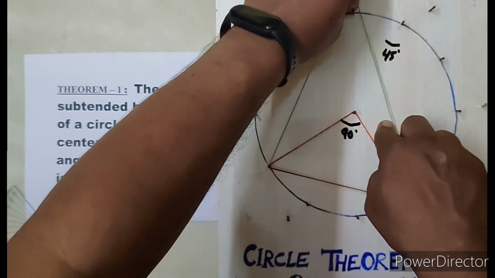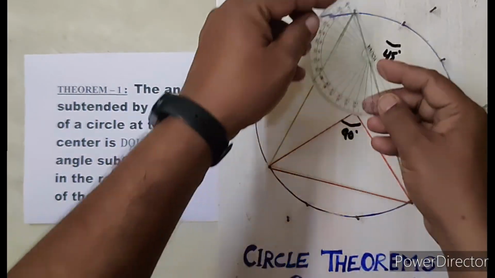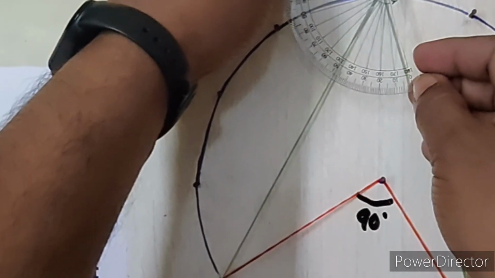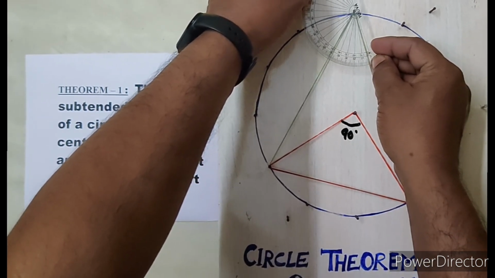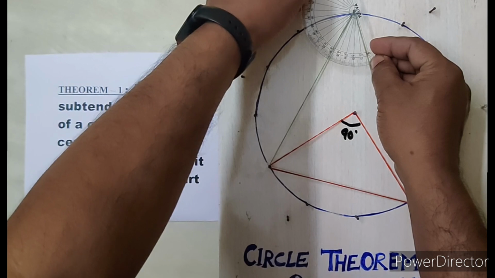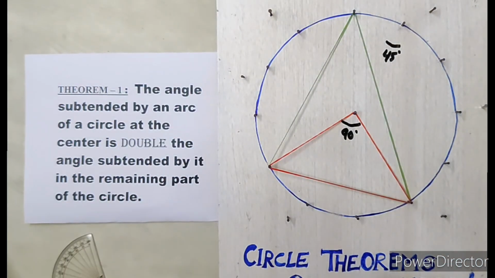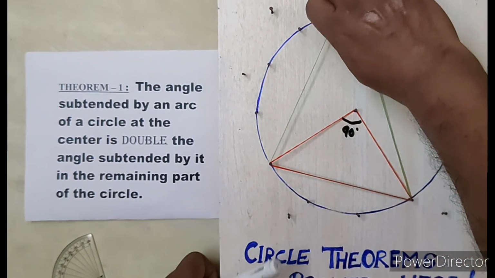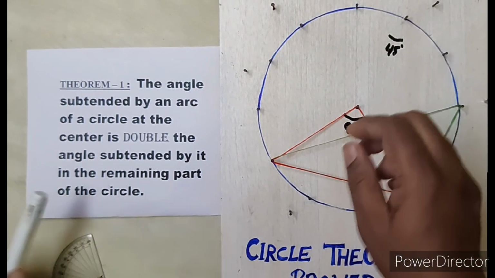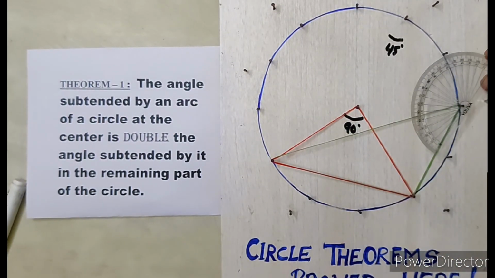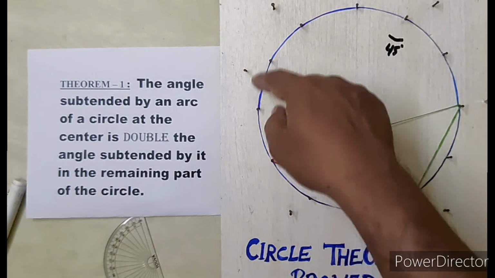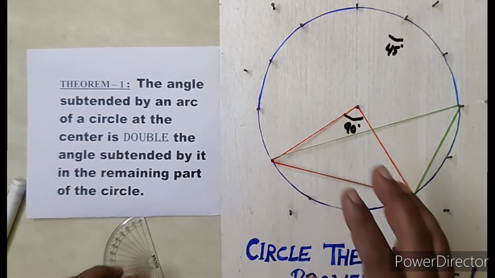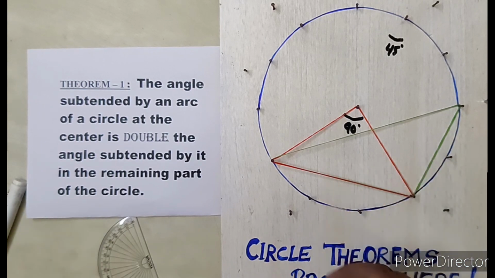So if I change it to another place and try to measure here also, you can see I will be getting 45 degrees here too. If I make this angle anywhere here, it will also come as 45 degrees. You can see it is again coming as 45 degrees. So anywhere from here to here, everywhere it will be 45 degrees only.